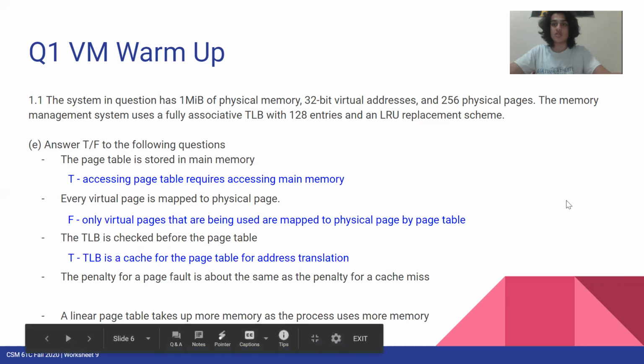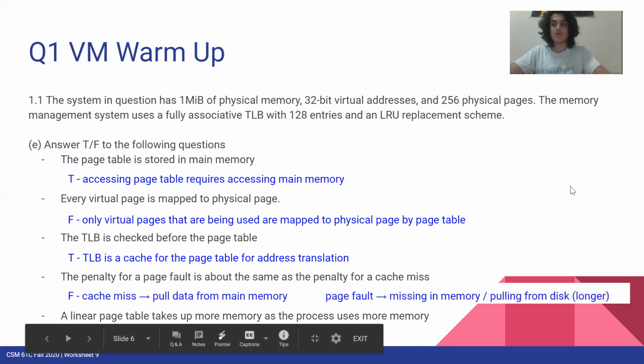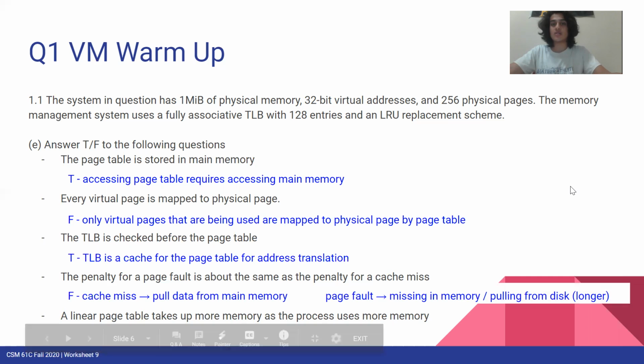The penalty for a page fault is about the same penalty for a cache miss. This again is a little bit more factual, but a cache miss means that we pull our data from main memory. And if we have a page fault, that means it's missing in memory, so we need to pull it from our disk, our secondary memory. That will take longer, which makes sense because it's our secondary memory. It's essentially our backup. We design our memory to be accessed faster, so that may be a good way to think about it.